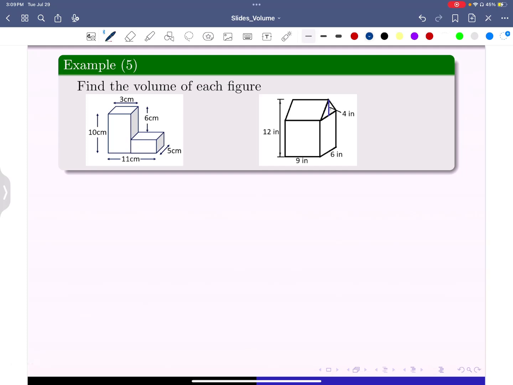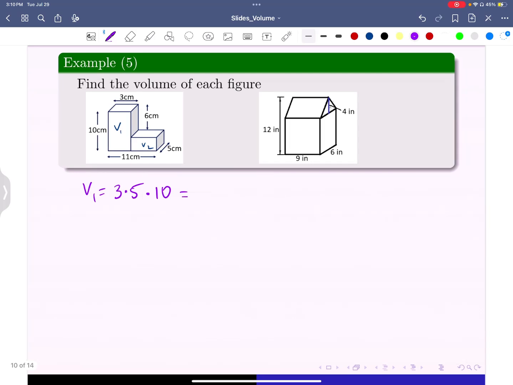Now another, example 5. This one we need to calculate volume 1, which would be this, and volume 2, which would be this one. So we need the area of the base, this is my base, times height. So we have 10. What is this side? We need to figure out this side. We have 3, and this one is 5. So we know all of them. So volume 1 would be base 3 times 5, and height is 10. 3 times 5 is 15, times 10 is 150 centimeters cubed.